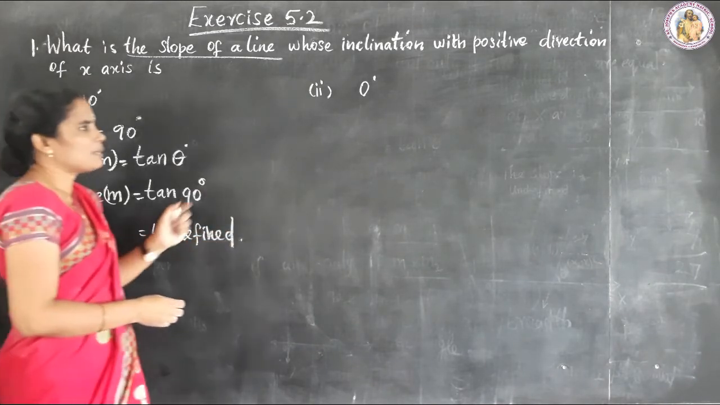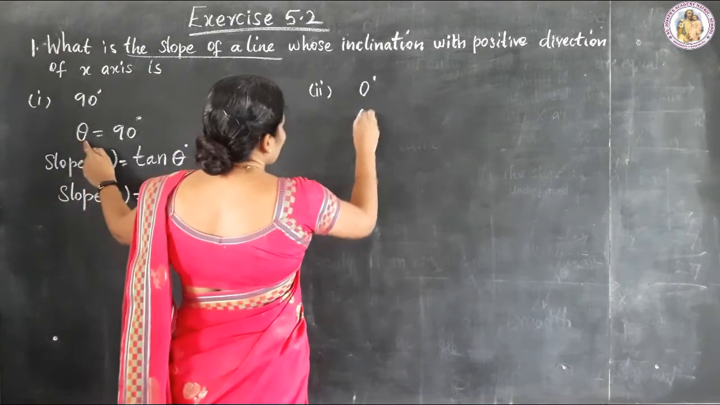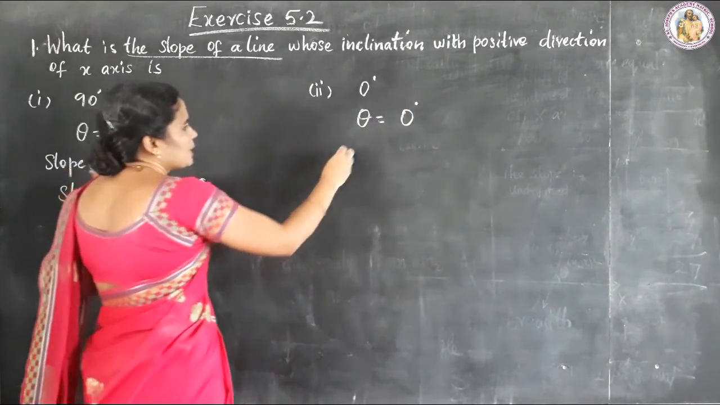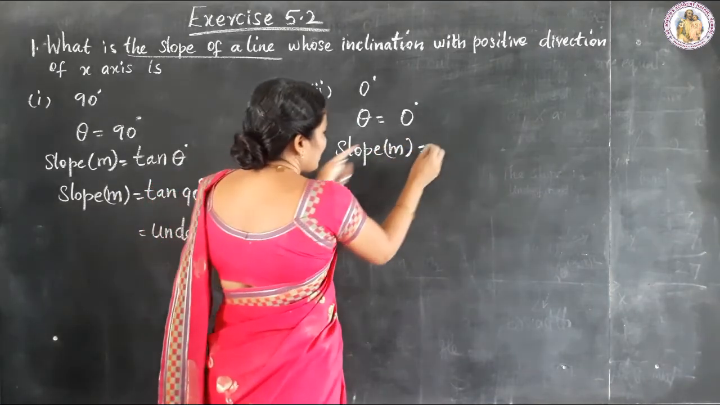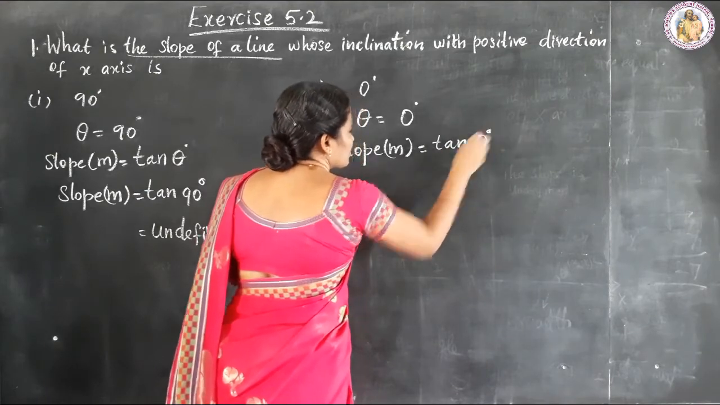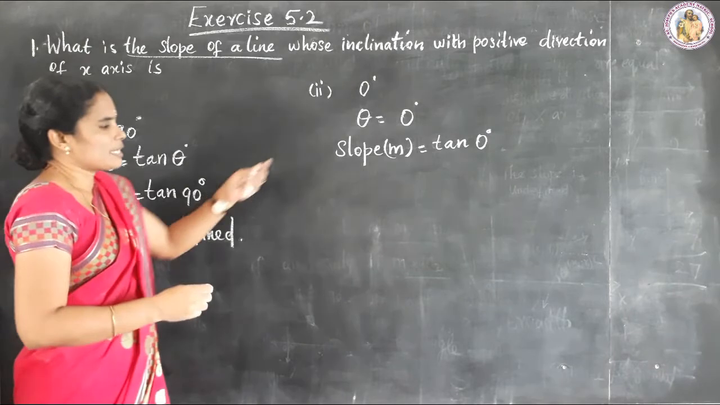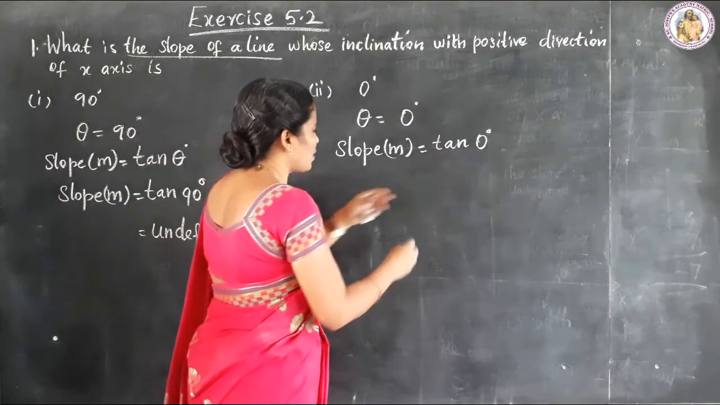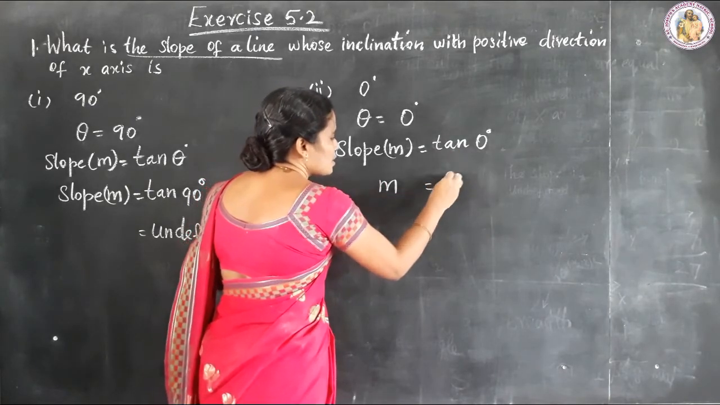Okay. And sub-question 2, 0 degree. Consider this the same way. So theta is equal to 0. In the next step, slope m is equal to tan theta, so tan 0 degree. Tan 0 is 0, so m is equal to 0.